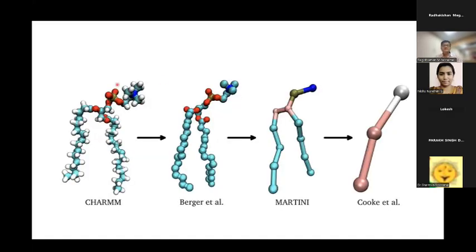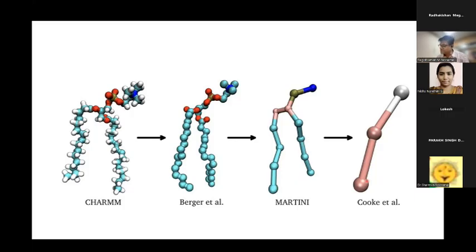For example, like this, CHARMM will define a lipid molecule with every atom. This is another coarse grain where you are having a different type of approximation. Martini, which is what Nisha will demonstrate, has a different type of representation, very simple, 3 beads. That's it. Okay.